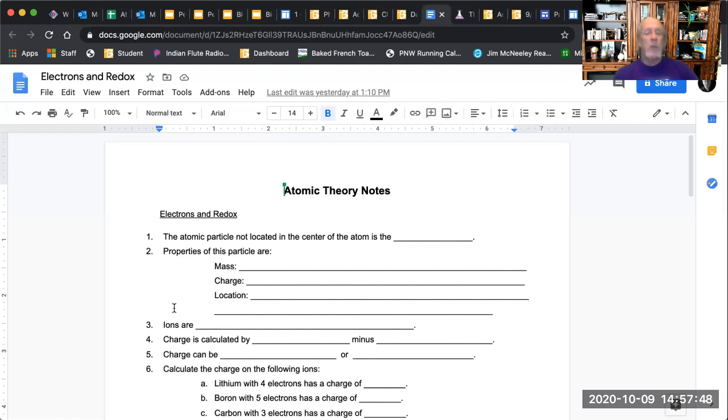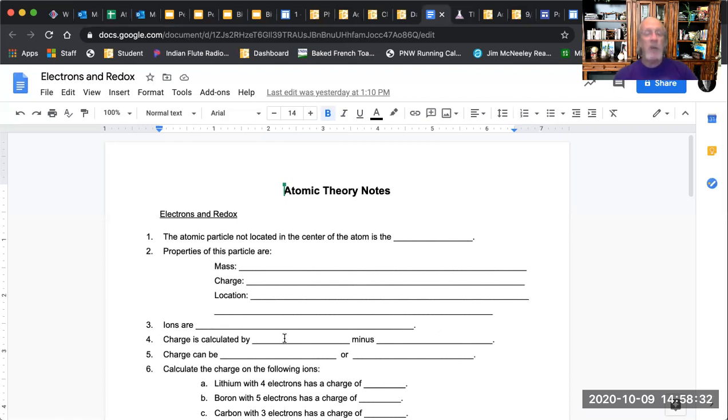All right, number 3, ions. Another new word here, an ion, the hardcore definition is ions are charged particles. They are a particle with a charge. So that charge, number 4, could be calculated by protons, those are the ones with the positive charge, minus number of electrons, those are the ones that have the negative charge. So if lithium has 3 protons, that would be +3. And if it had only 2 electrons, that would be 3 minus 2 for a charge of +1, okay?